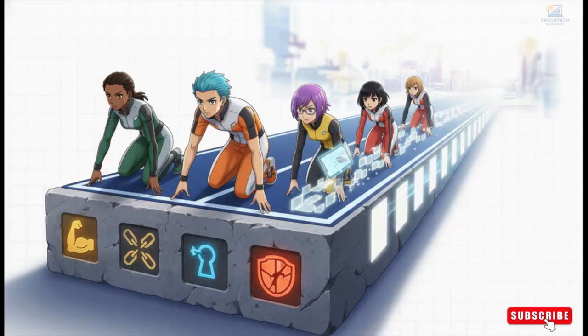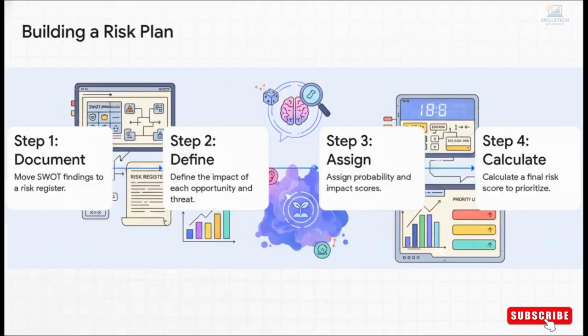Completing the SWOT grid isn't the finish line. It's the starting line. Its whole purpose is to become the foundation for a real, living plan to actively manage your threats and go after your opportunities. And the process from here is actually pretty straightforward. You take all these findings and you use them to build out a simple action plan.